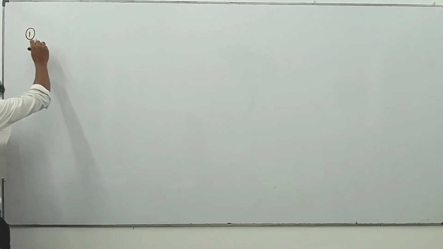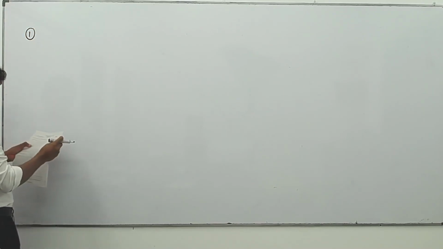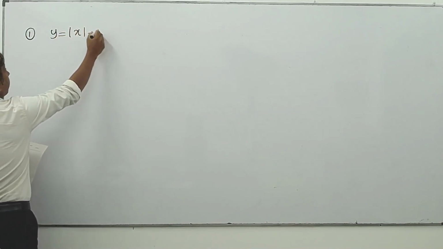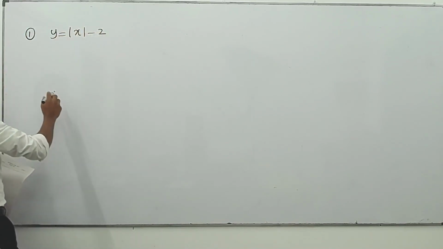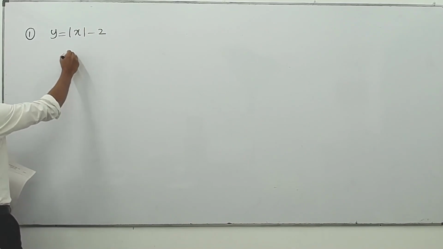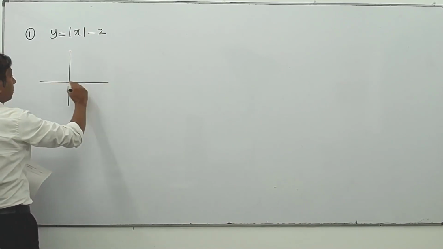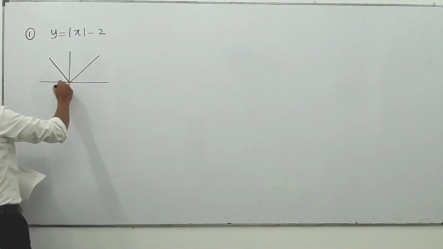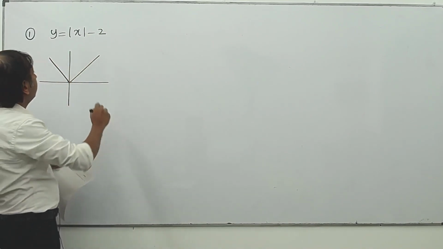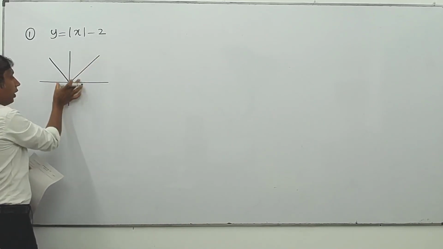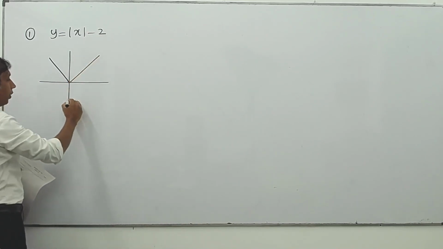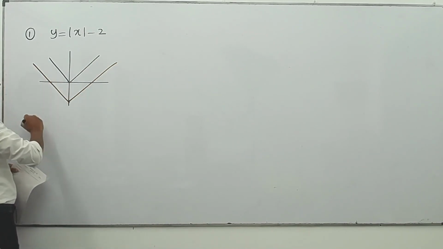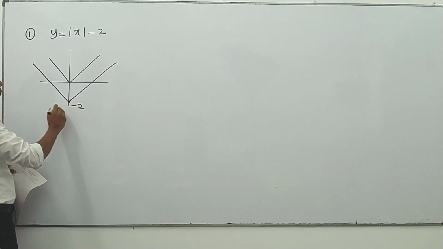It asks to sketch the graph of y equals mod x minus 2. No, mod x, minus 2. The mod x graph is constructed like this. It's a V-shaped graph, right? The graph of mod x minus 2 can be drawn by bringing this graph 2 units downward like this, right? And here, minus 2.